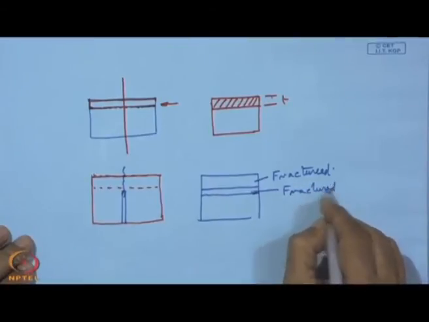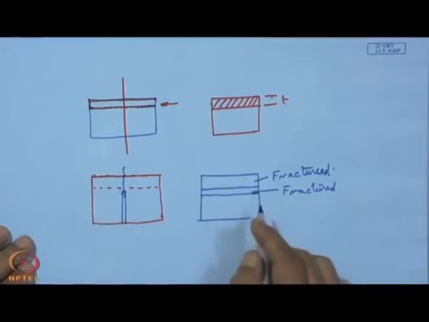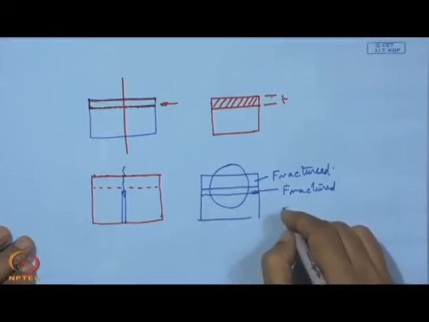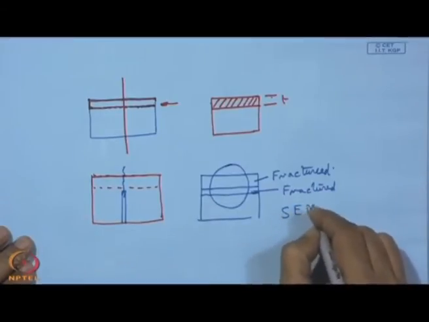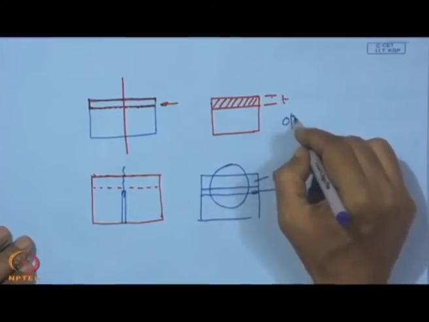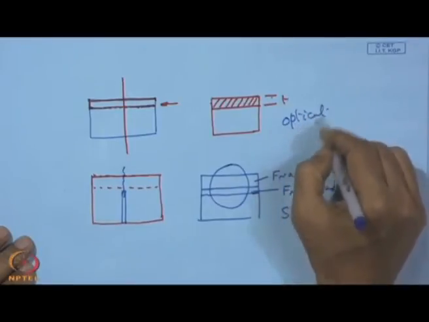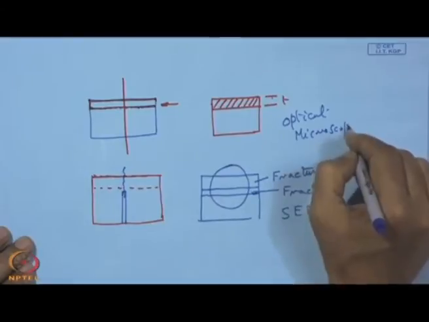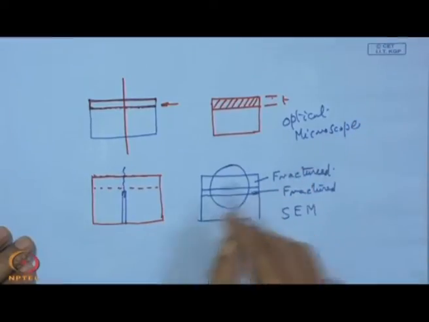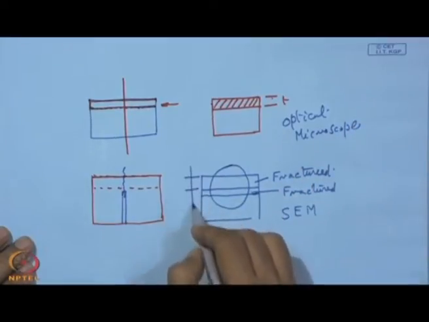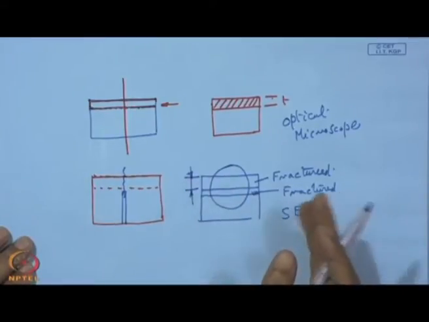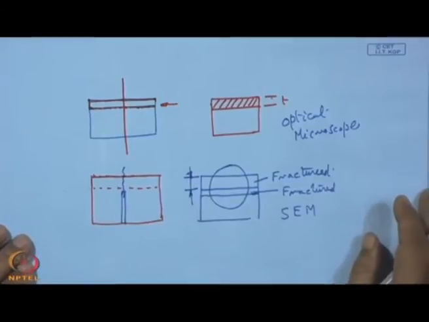That means the sample is intentionally fractured at this point, and this picture one can record in a scanning electron microscope, whereas this one is just an optical microscope. From this we can also get a clear idea about the thickness of the coating and other important issues concerning the morphology of the coating.